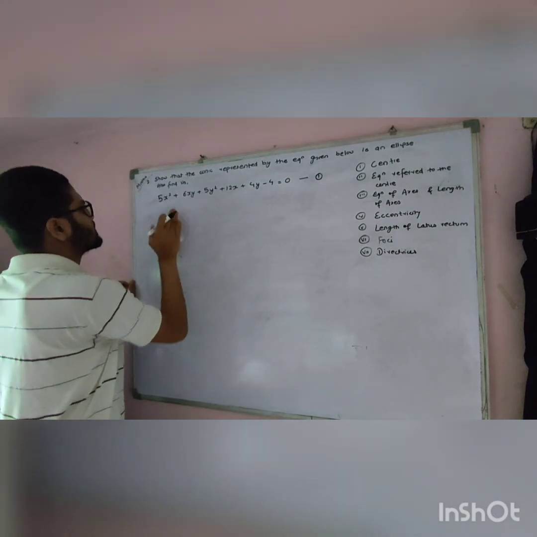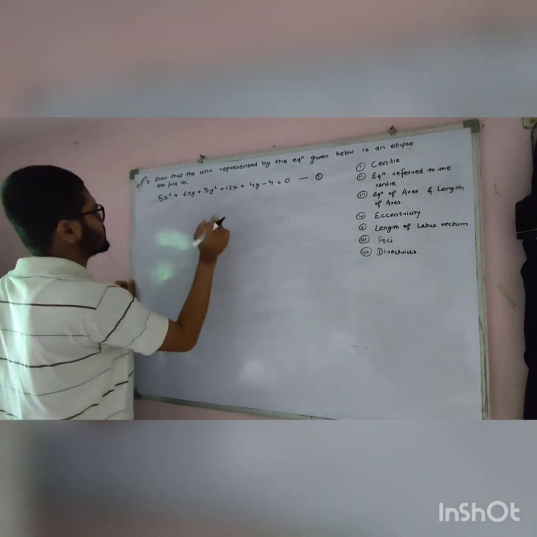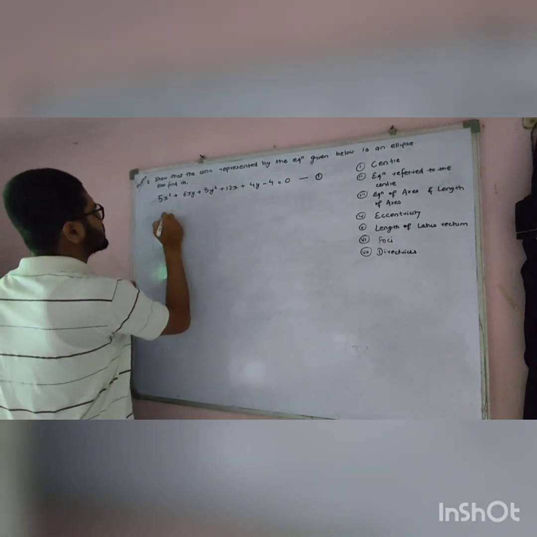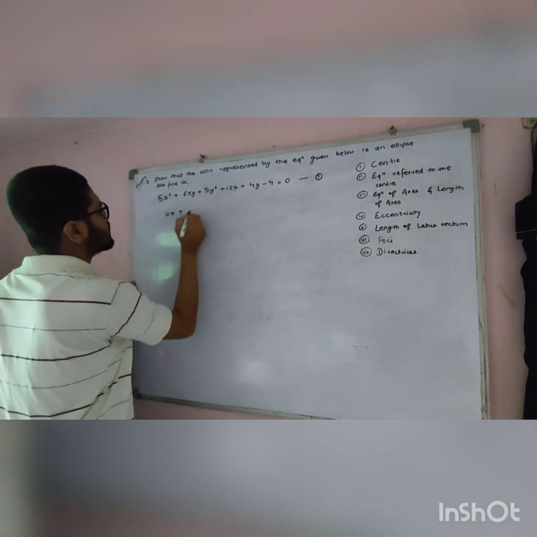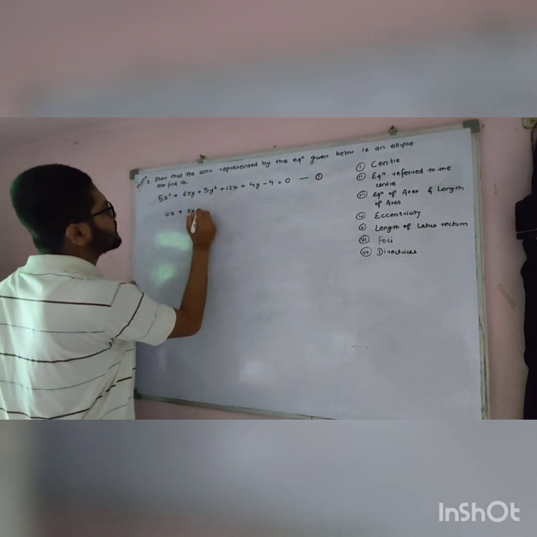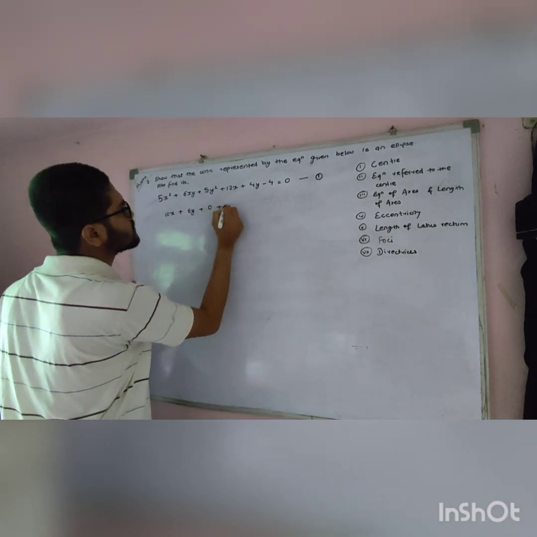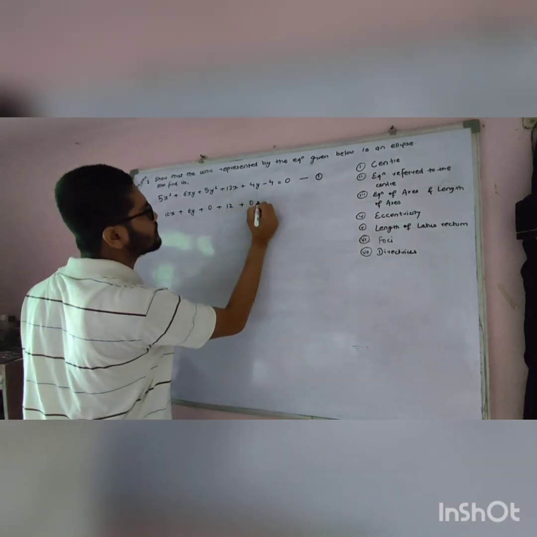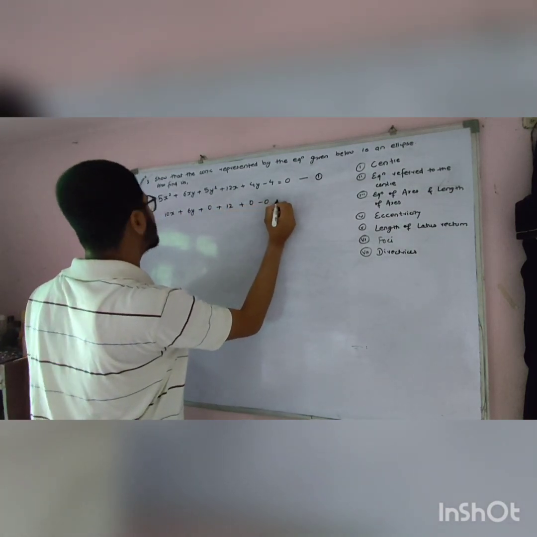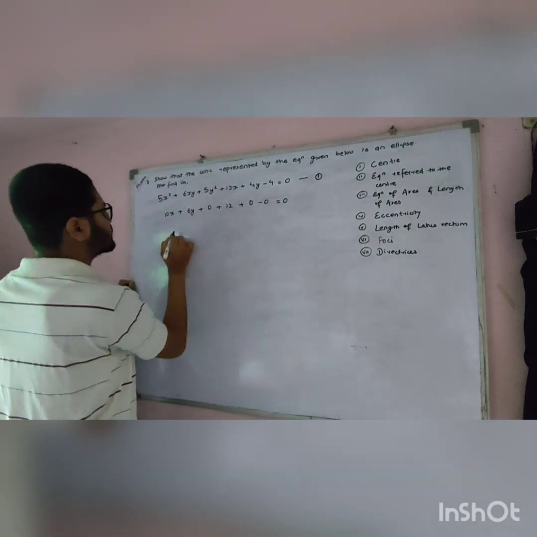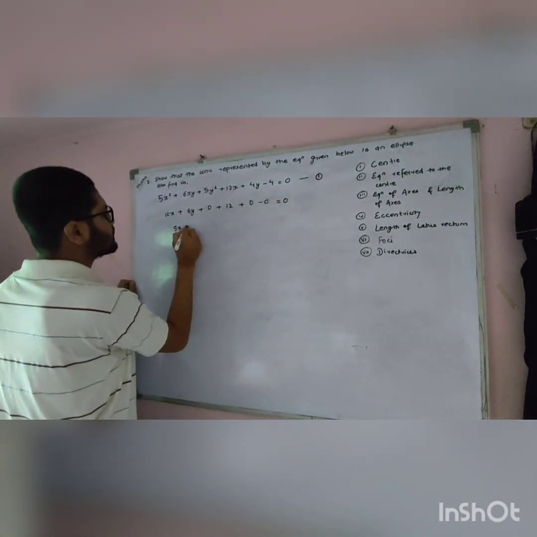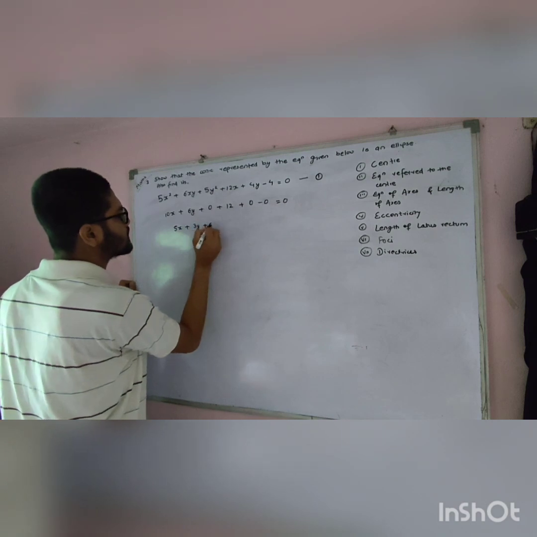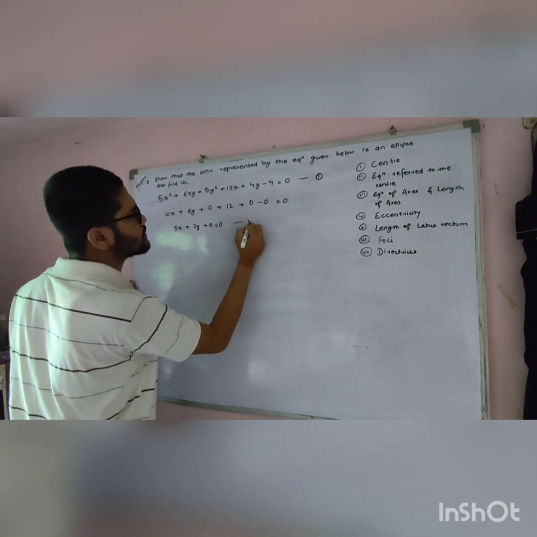So I am first partially differentiating equation 1 with respect to x. Then we will get 10x plus 6y plus 0 plus 12 plus 0 minus 0 equals to 0. So we'll get 5x plus 3y plus 6 equals to 0. This is equation 2.